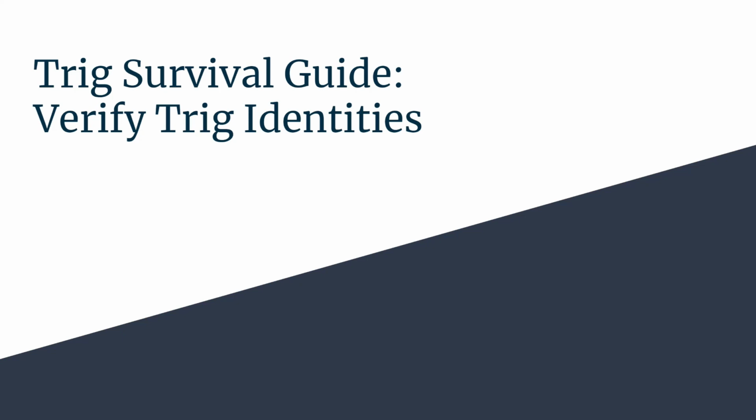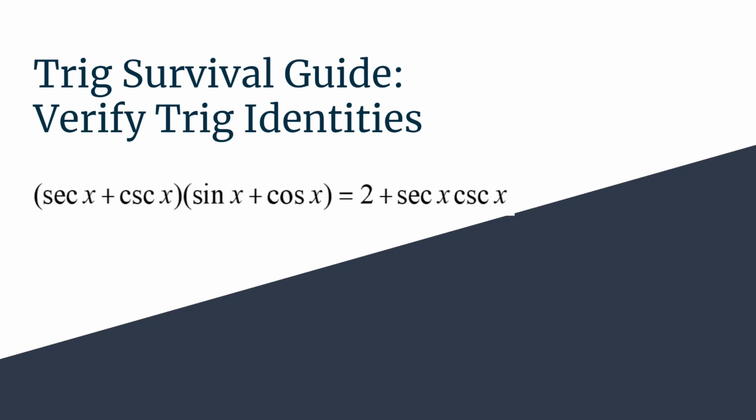In this Trig Survival Guide video, we are going to verify a trig identity. So we'll get secant x plus cosecant x multiplied by sin x plus cosine x should equal 2 plus secant x cosecant x. All right, so that's quite a lot to deal with.